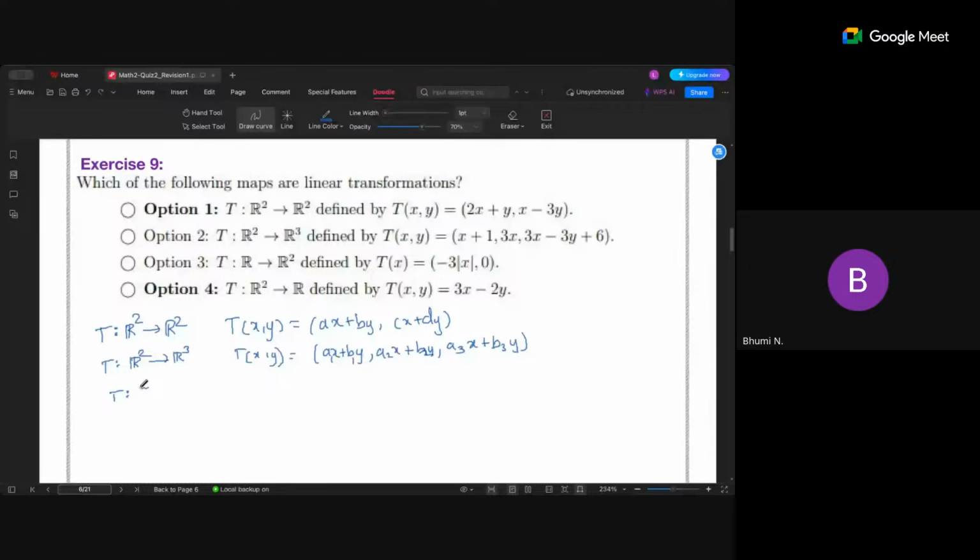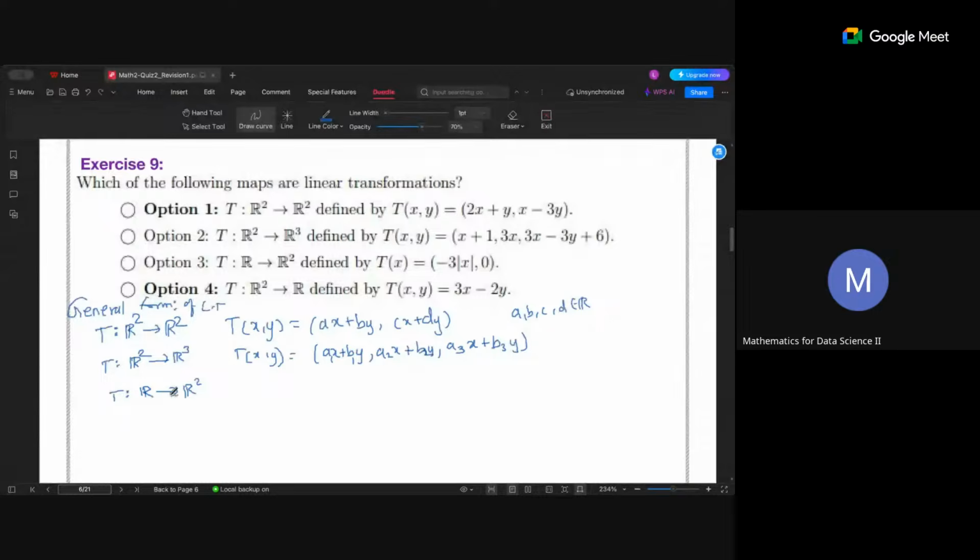Sorry, what? Are you asking something? I don't understand. She's saying that the constant terms would be taken as they are. Like if there is x plus 1, then there would be a1x plus 1, not b1y. But it's not correct, I guess. Are those for the options or for the general case, ma'am? So these are the general form I'm writing, a general form of linear transformations.